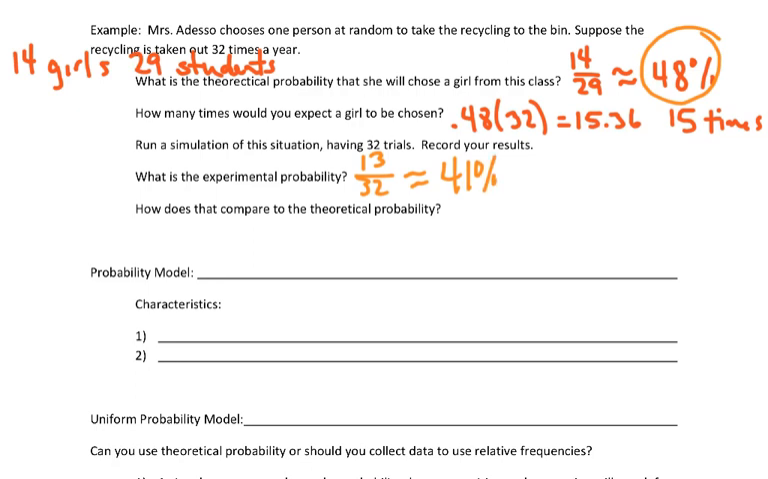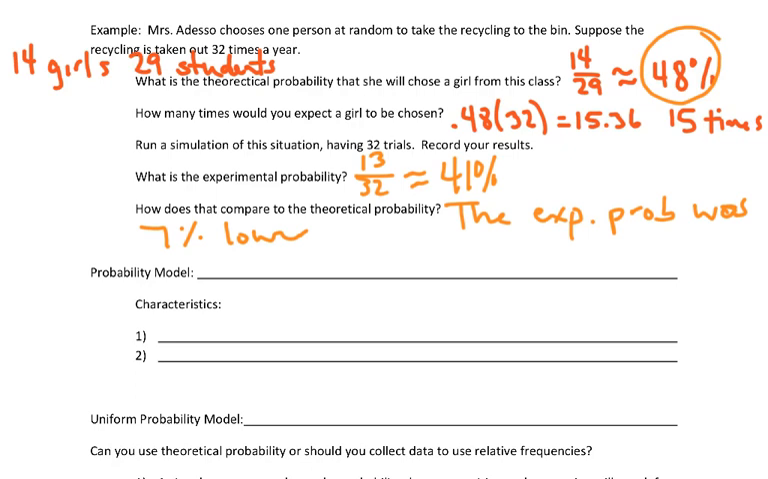Now, you should have generated your own numbers, so your numbers would be different from mine, most likely. So how does that compare to the theoretical? The experimental was about 7% less likely to pick girls. So I said that the experimental probability was about 7% lower.